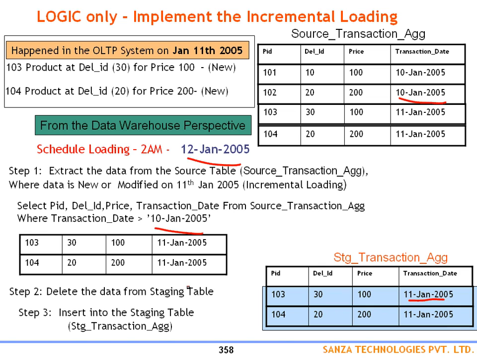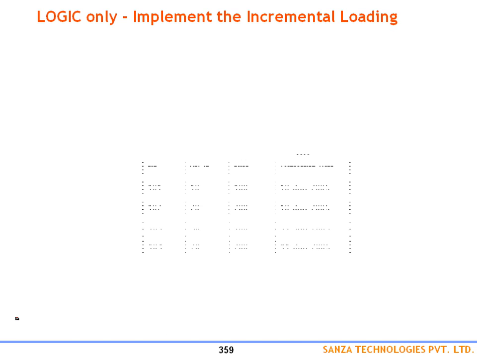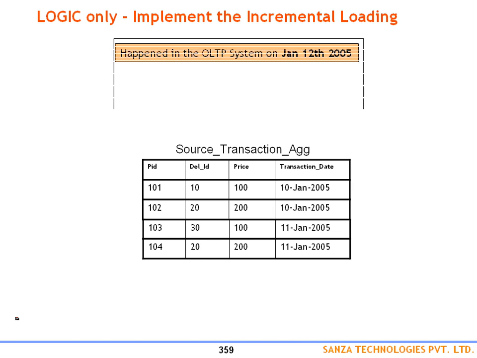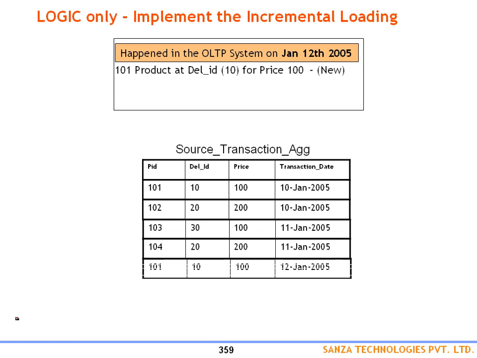Because if I load it into my staging, I assume that my second session will take the data and process it. So with that clarity, whatever I loaded into my staging in the previous run, greater than that I will take from my source table. Now next day, let us assume the OLTP system's 12th January 2005 data has been inserted into my staging table.